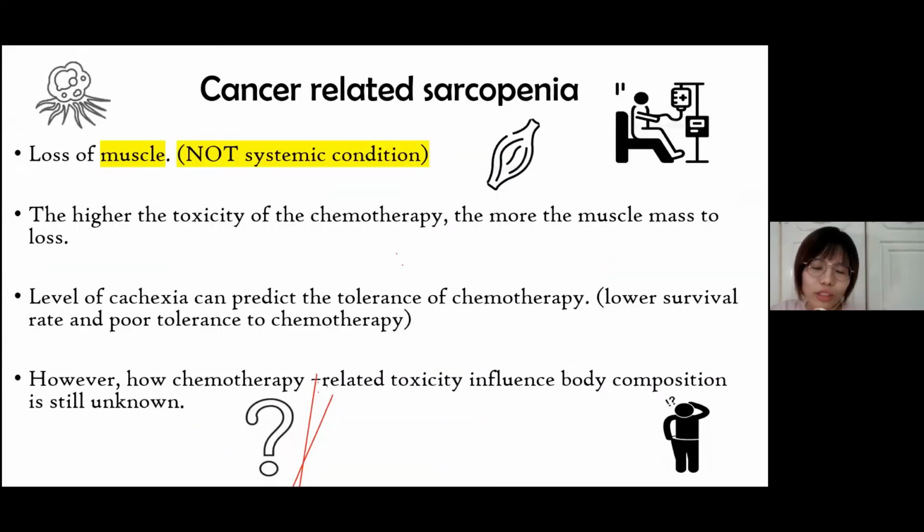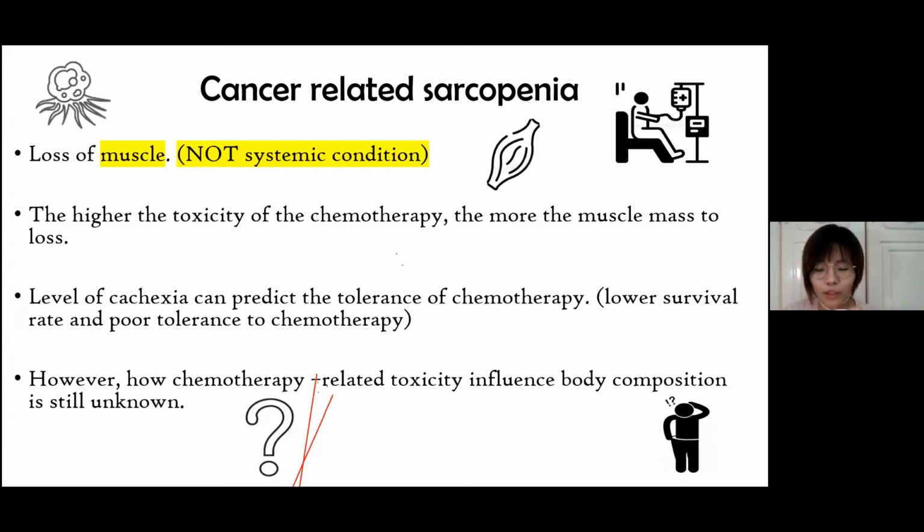Another one we need to take note of is that cancer patients do have cancer sarcopenia. What is sarcopenia? As we know, sarcopenia means loss of muscle. It's not a systemic condition. Like just now, cachexia means your body has already lost a lot of nutrients, so your body becomes cachexic. And sarcopenia means that you lose a lot of muscle. It's not a systemic condition.